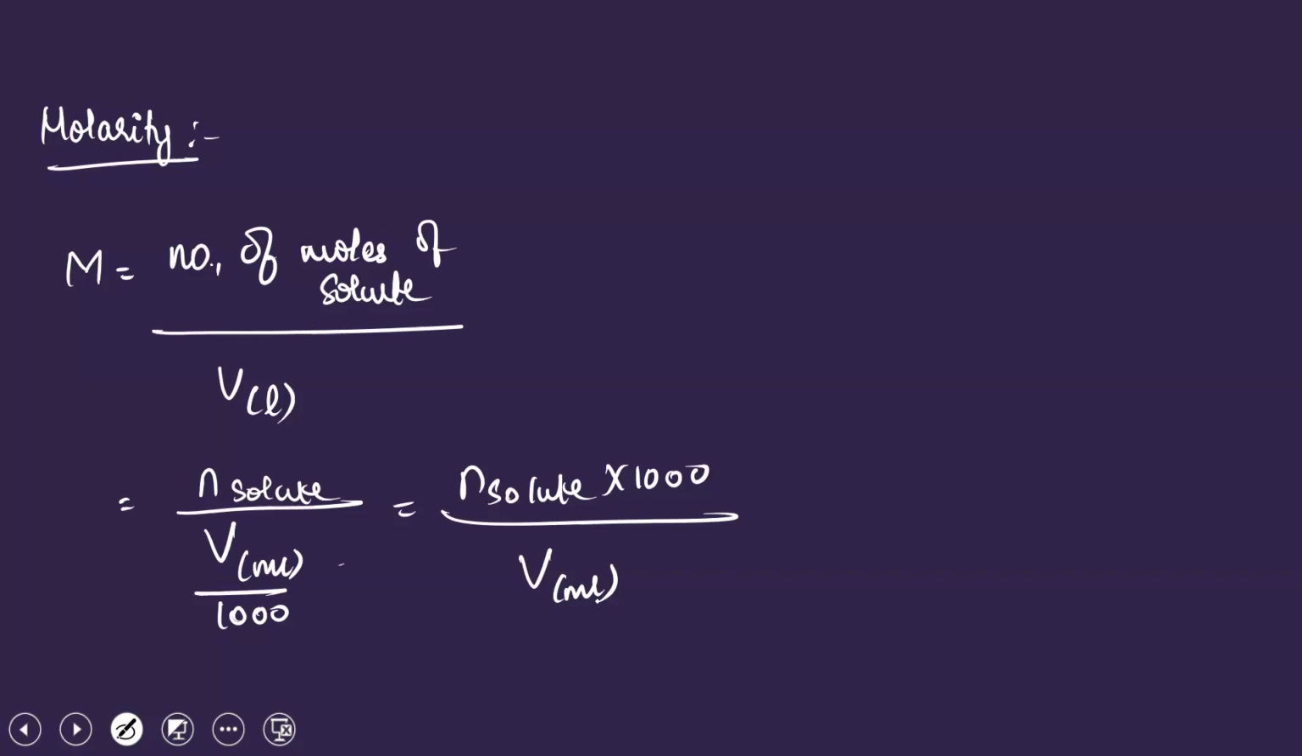Now, there is a twist here. How do you express the number of moles of solute? Given mass of solute by molar mass of solute into volume of solution in ml, with 1000 in the numerator. Clear? Number of moles is given mass by molar mass. So number of moles of solute is equal to given mass of solute by molar mass of solute. That's it. Is that clear?